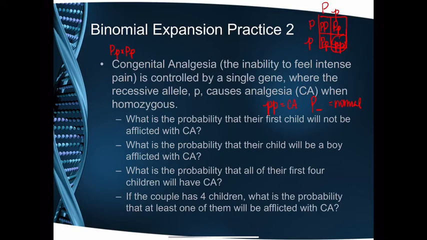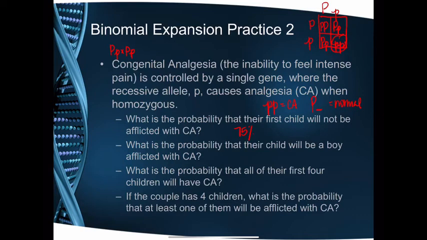So the question says, what is the probability that the first child will not have it? So we're just looking here independently at one child. And so we can get that answer by looking at the Punnett square. And we would say 75% chance that their child will not have that.